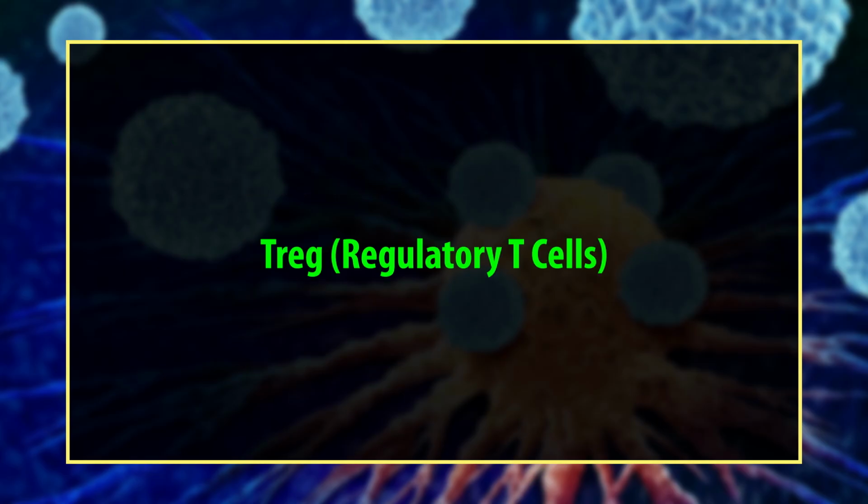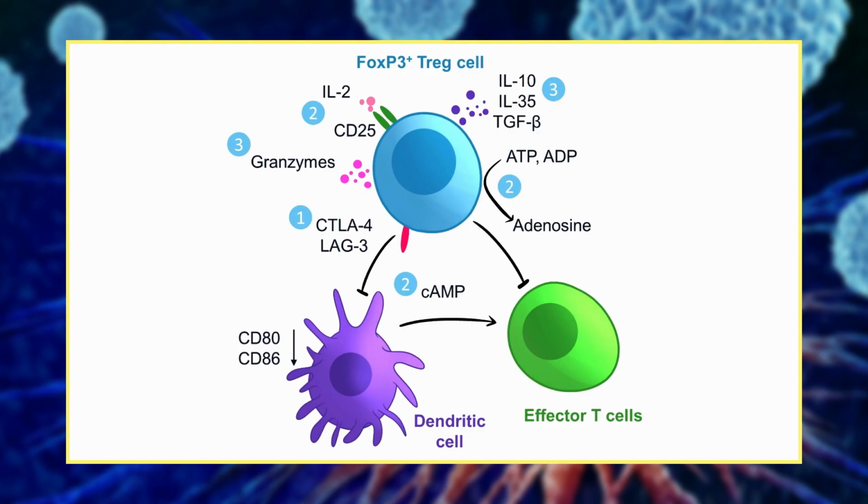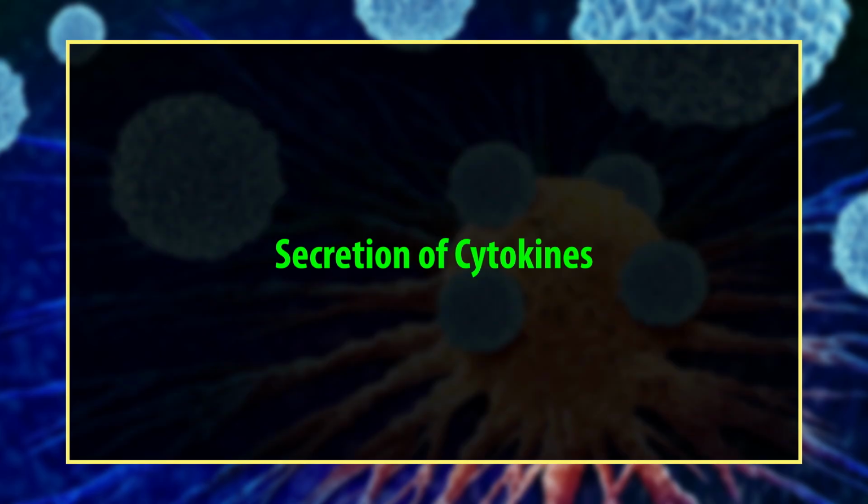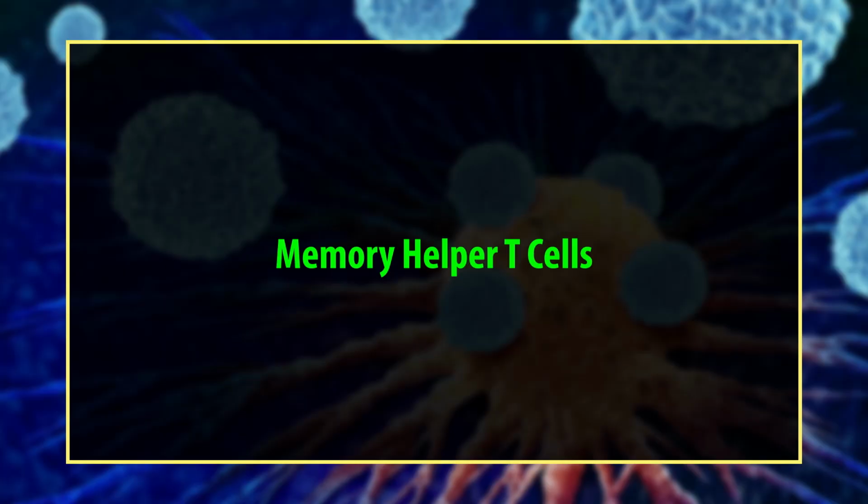Next are the TREG or the regulatory T cells, which express FOXP3. They secrete interleukin 10 and TGF beta to suppress the immune response, maintain self-tolerance and prevent autoimmunity. The secretion of the cytokines modulates the immune response by tailoring it to the type of pathogen or the antigen encountered. Memory helper T cells persist long term and enable quicker and stronger response on re-exposure to pathogens.